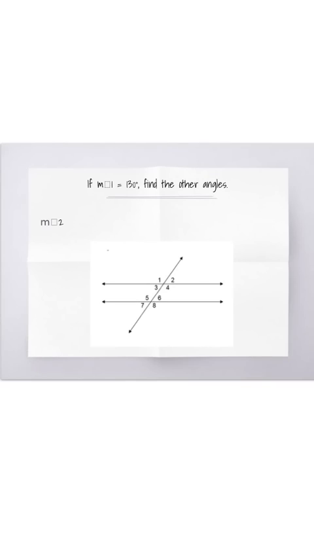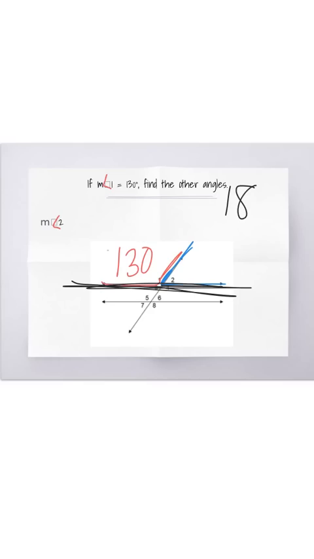Using what you know about angles, see if you can find the measure of the other angles if the measure of angle 1 is 130 degrees. Then, what would be the angle measure of 2? You should notice that they together make a straight line. And a straight line is 180 degrees, so you just need to subtract 180 minus 130, and you will get that the measure of angle 2 is 50 degrees.